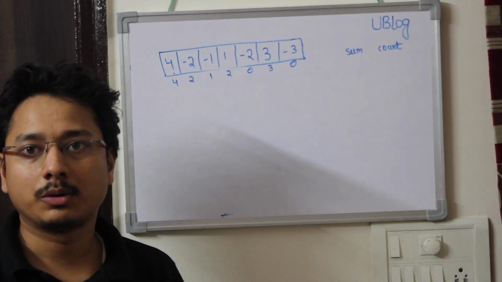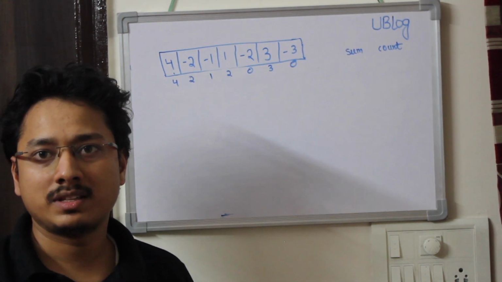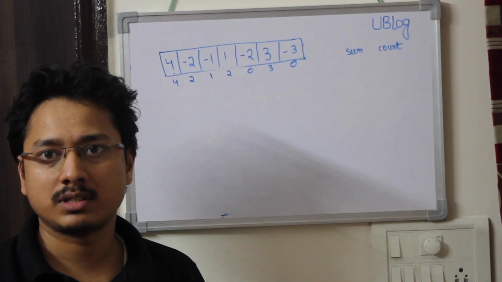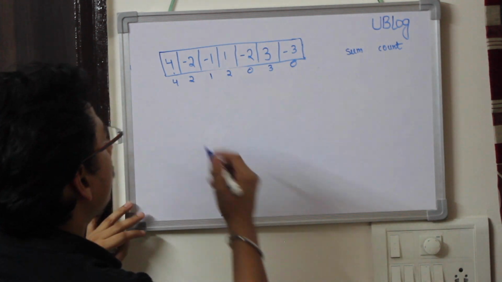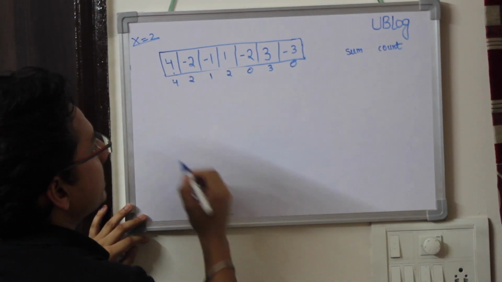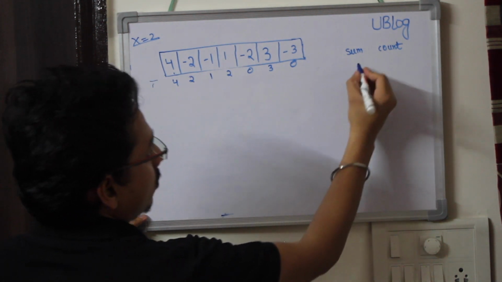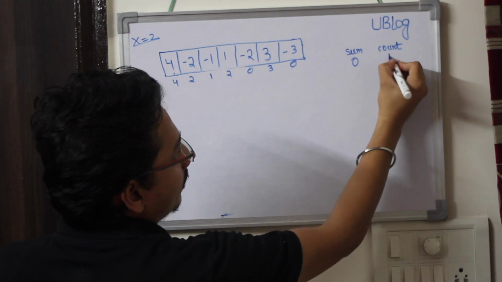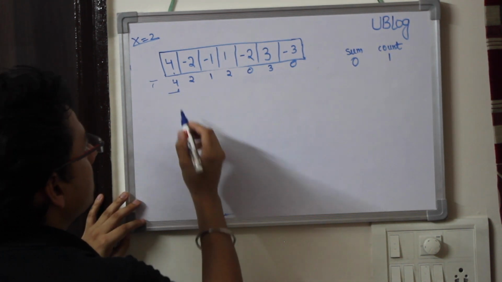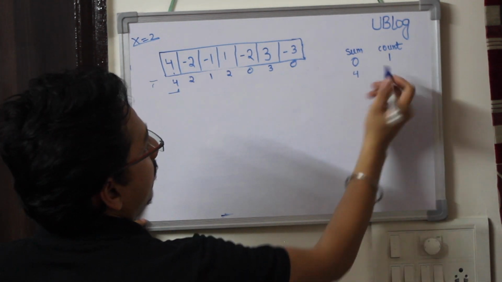Now let us solve the question on the original array with a given sum x. So let's say x is 2. We need to find all the subarrays with sum 2 in this array. My x is 2, and I know basically the sum is 0 before the start. So I'll update the sum as 0, and I have seen the sum 0 once. Now at this index, what is the sum? 4, and the count is 1.